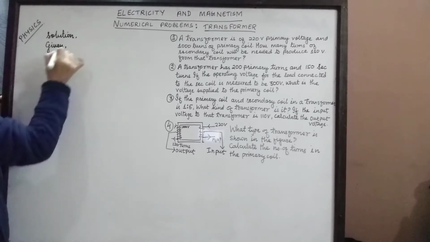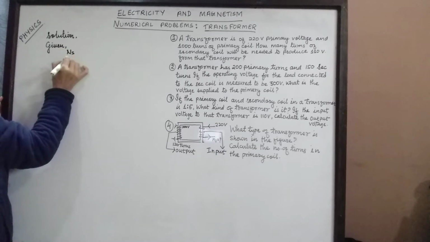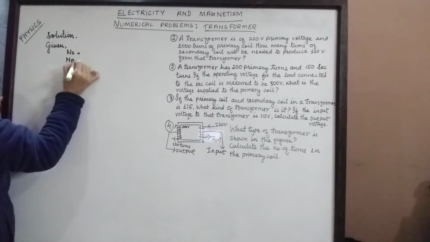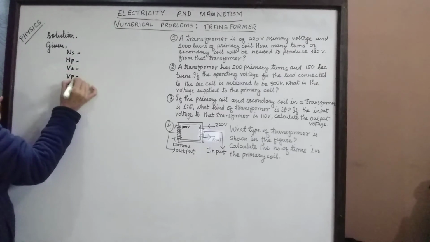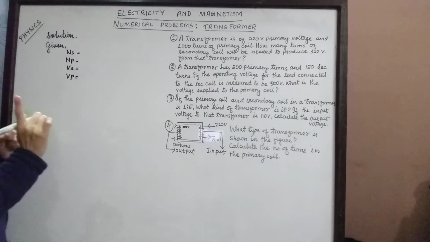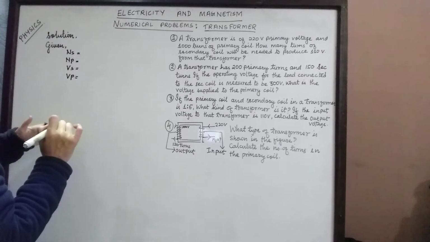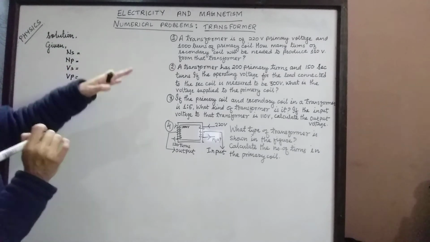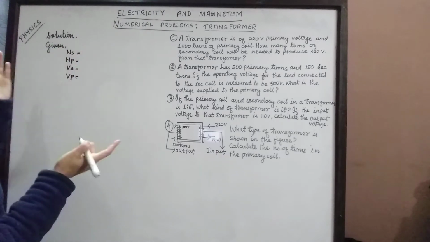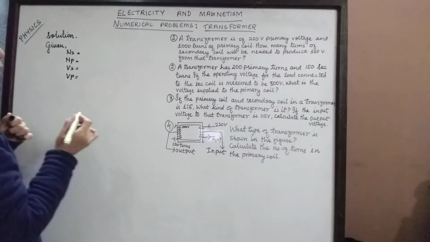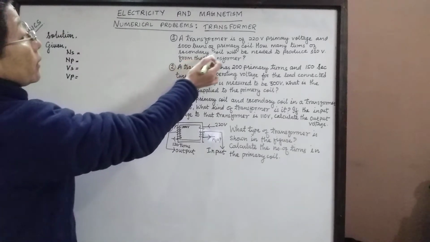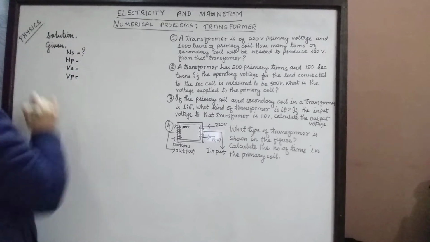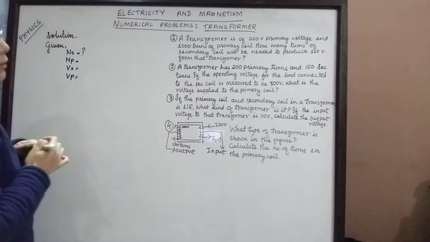So in a transformer you can write NS, NP, VS, VP. So among these four, 3 will be given and you have to find out 1. Most of the cases it is like this. Actually it is always like this. So among these four, 3 will be given in the question and you have to find 1 by using formula. It is very easy. NS. How many turns of secondary coil? Number of turns in the secondary coil. This you have to find out. Now read the question.